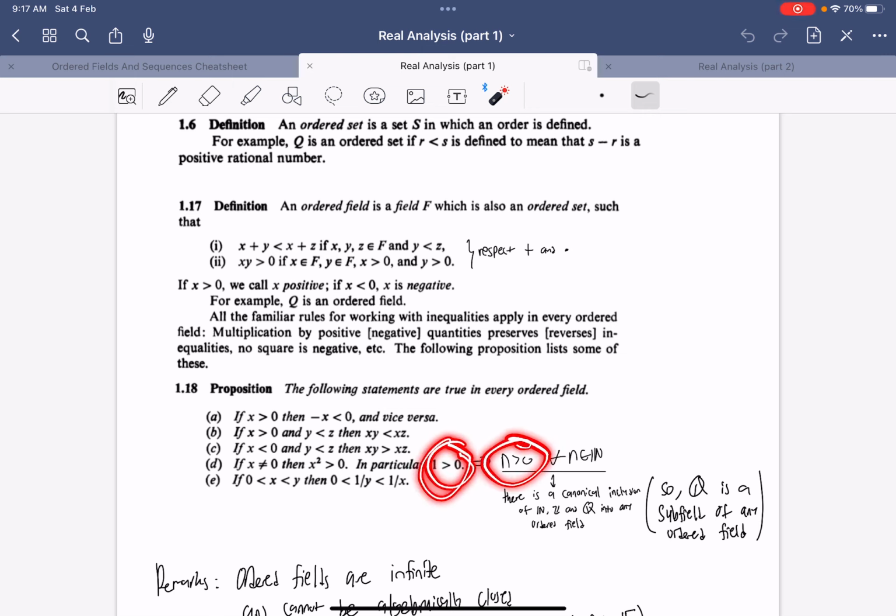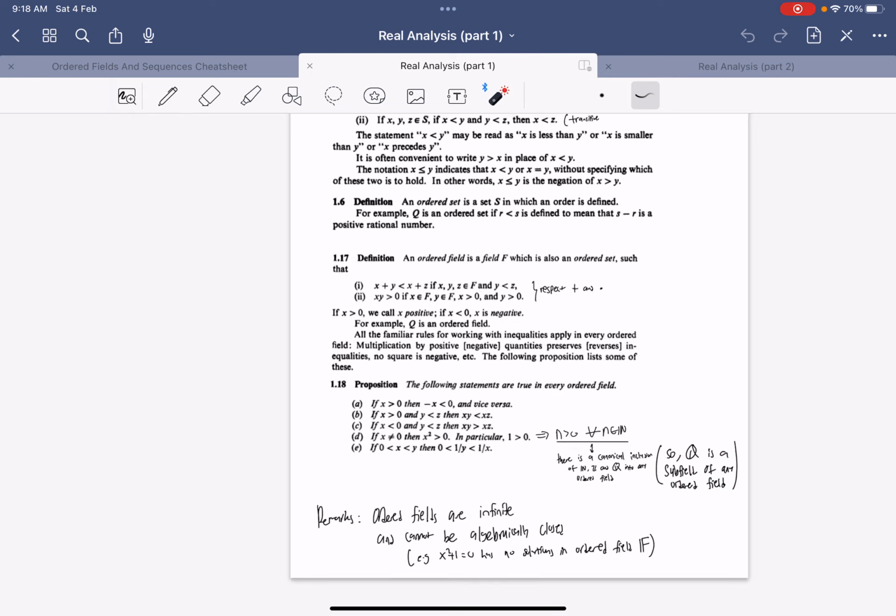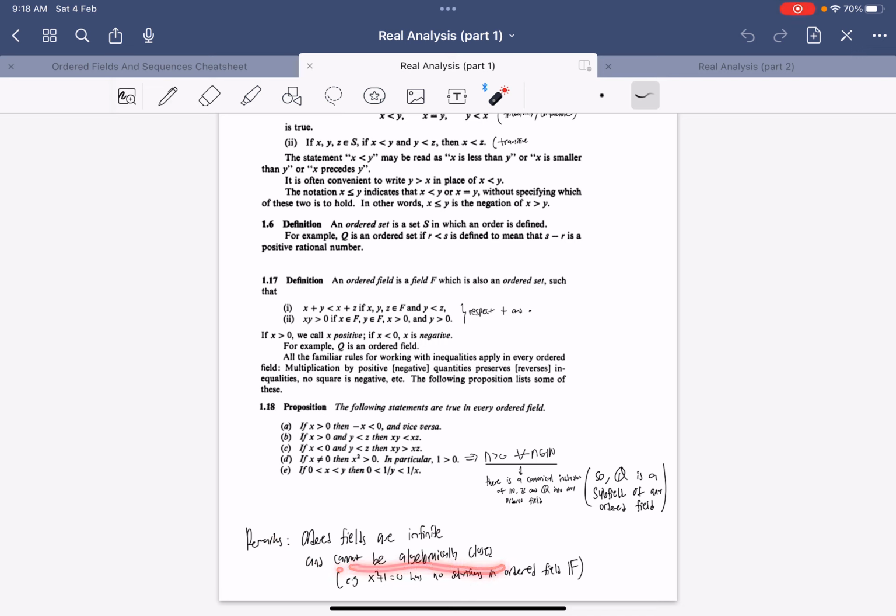And Z can be included into Q. And it also means that Q can be included into R. So there is a canonical inclusion of N, Z and Q into any ordered field. This is what it means when Rudin says Q is a subfield of any ordered field. And because of this, it means that ordered fields are infinite and cannot be algebraically closed, because x squared plus 1 has no solution in an ordered field, because x squared needs to be greater than or equal to 0.